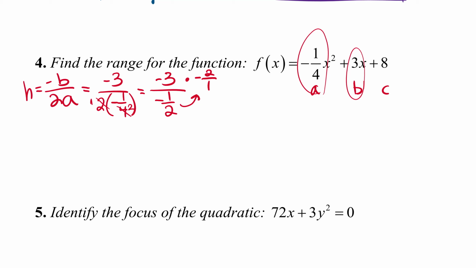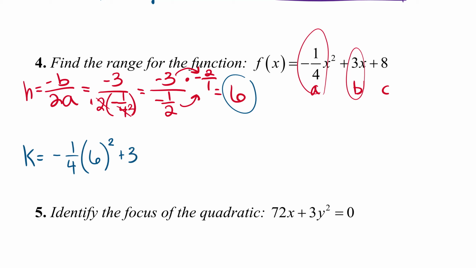So here, I would flip the fraction to the top and multiply, so I have negative 3 times negative 2, which would give me positive 6. Okay, and that's my h, or my x value, right? So I take h, and what do I do? I plug it into my equation and solve for k, and that's how I get my range. So k is going to be negative 1/4, x squared, or h, right? So it's 6. So I have 6 squared plus 3 times 6 plus 8.